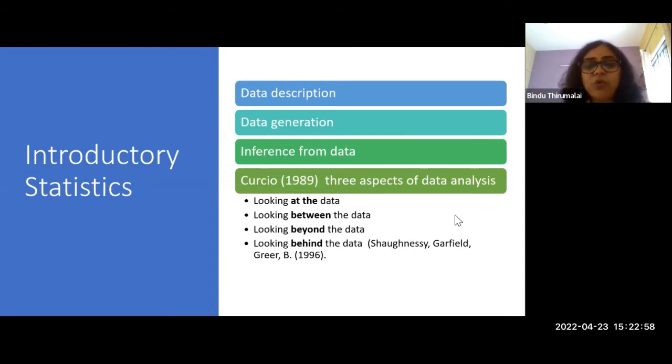When we talk about data, we have to give examples with data to students. And looking behind the data, somebody already said, where is this data coming from? What context is it coming from? What are the biases involved in this process? Data, after all, is being collected in some context by certain people. We need to understand what is behind this data as well to be able to make authentic inferences. Right? So this is just the introductory part of statistics.